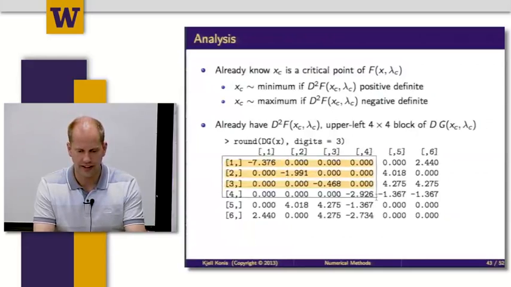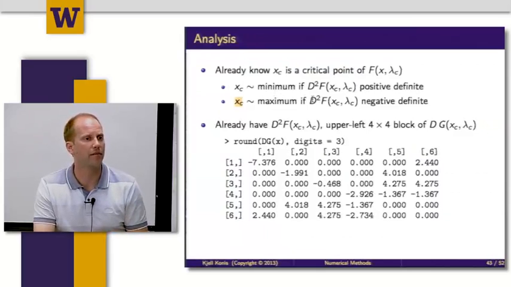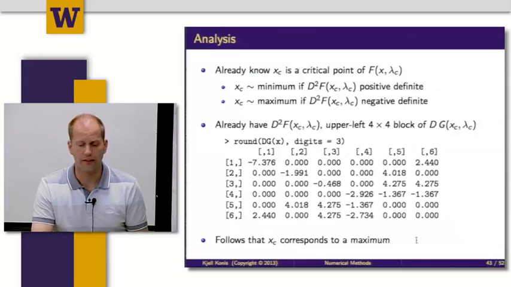So in this case, everything off the diagonal here is equal to 0, and all of the diagonal entries are less than 0. So this matrix is negative definite, and that tells me that x sub c corresponds to a maximum. I can go back then and say, for the constrained optimization problem I'm looking at, this point x sub c corresponds to a constrained optimum of the objective function little f of x. So x sub c is a maximum.